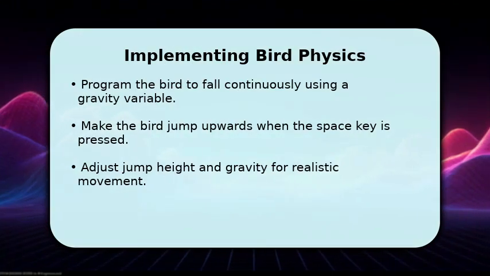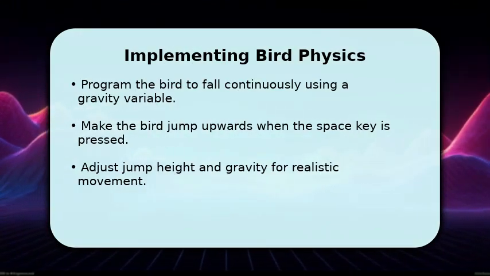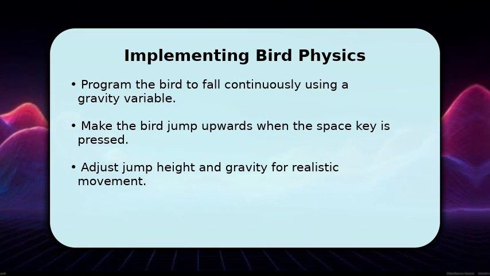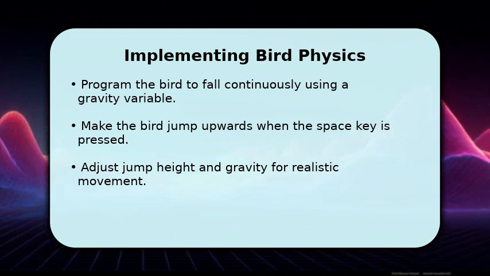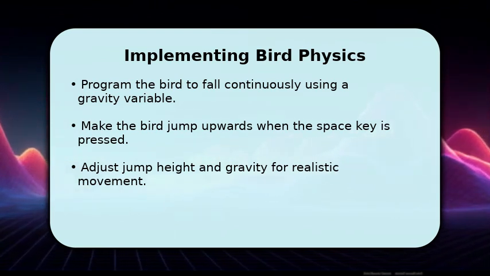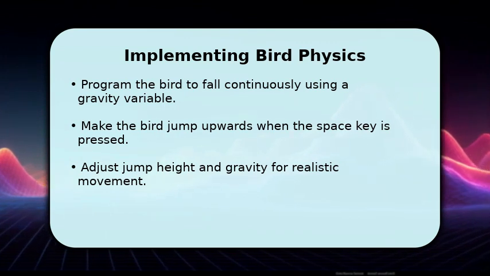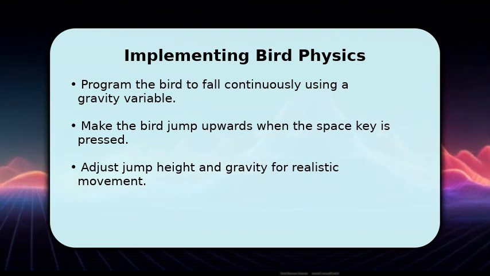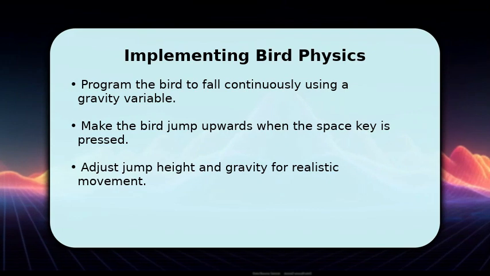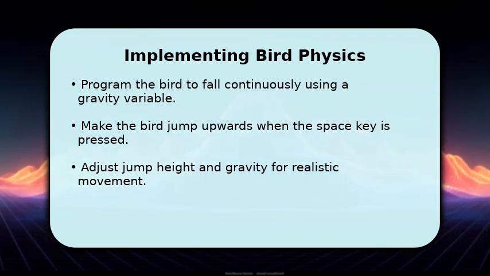Now, let's add some physics to our bird. Create a variable called gravity and set it to a negative number, like -1, to make the bird fall. When the space key is pressed, change the bird's vertical position by a positive amount, perhaps 10 to 15 units, to simulate a jump. Experiment with these values to achieve a natural, responsive flight.